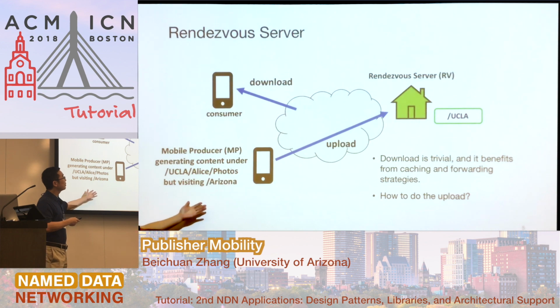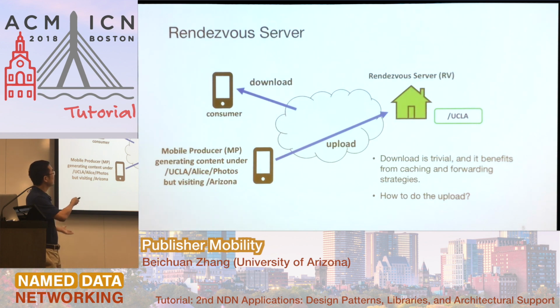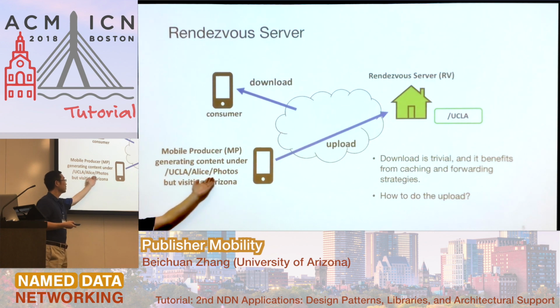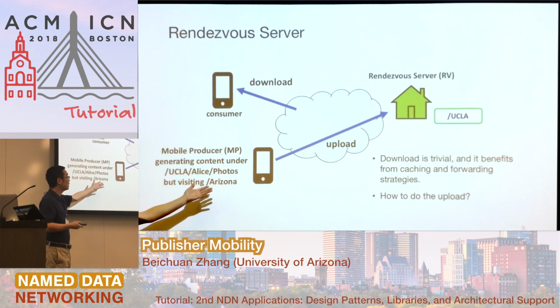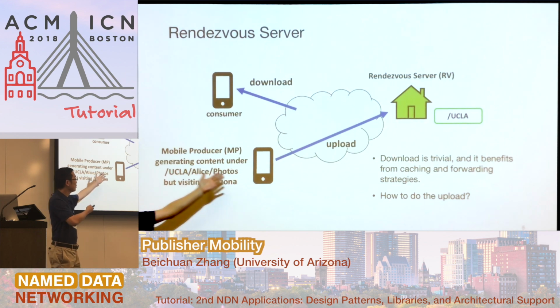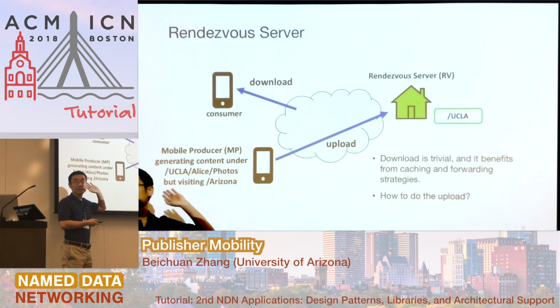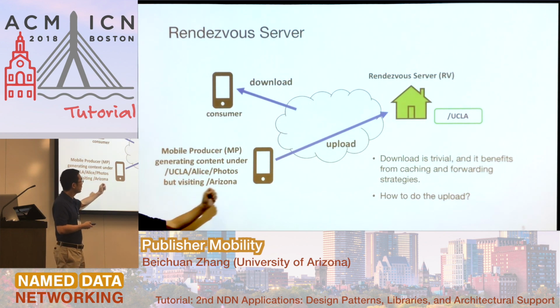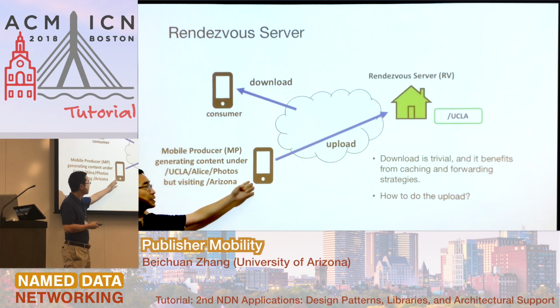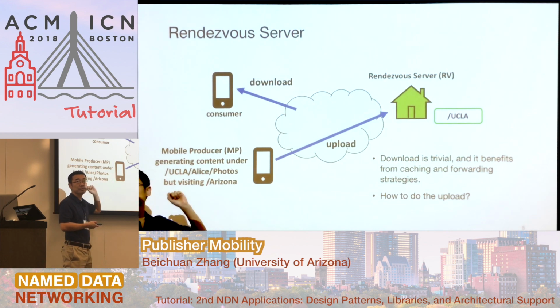If you look at this picture, basically there's an upload and there's a download. And downloading is trivial. The consumer just sends an interest for this content. And that interest is forwarded either to the rendezvous or the mobile or the cache, and you get it. So there's nothing we need to do over there. But the question is, how do we actually upload the content from the mobile to the rendezvous?